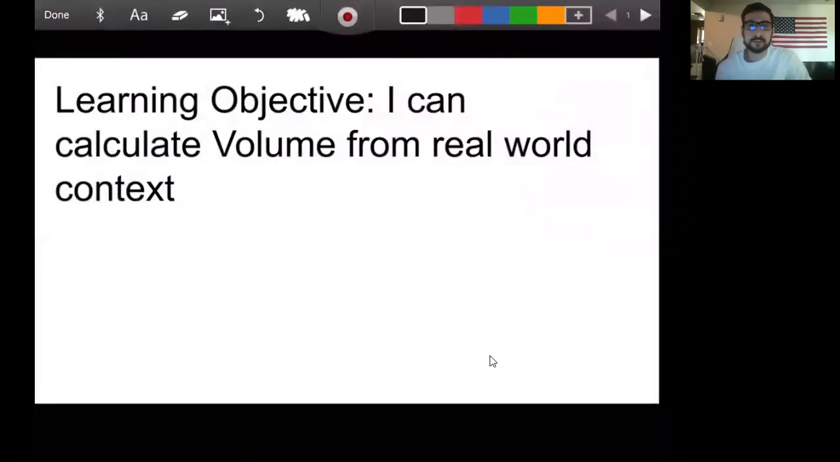We're going to get started with today's lesson. So today what we're going to be doing is solving volume from a real world context. So today I can calculate volume from real world context.